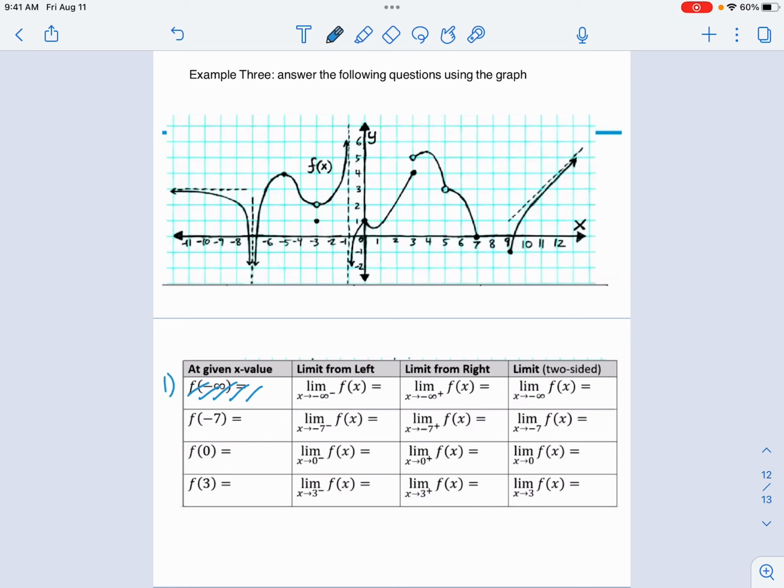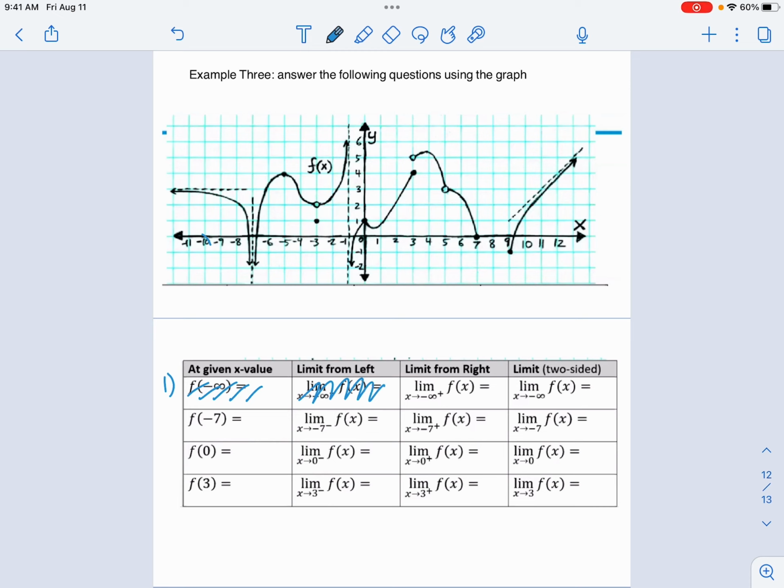Same thing with this next one. So we're going to look at these one at a time. The limit as x approaches negative infinity from the negative side. That also doesn't make sense because negative infinity is going to the left forever. So you can't really approach it from the negative side. So this was another example that's a bad question. So I'm canceling it out.